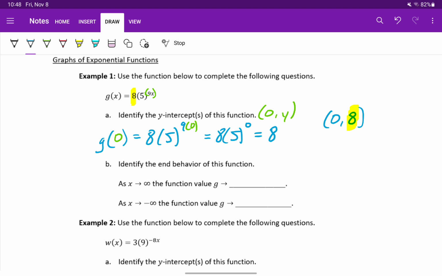Then we want to identify the end behavior of this function in part B. We already talked about the general form, what the graph of an exponential function looks like. In this case, because our value c, or that growth rate of 9, is greater than 0, we know that our function is increasing as x gets larger. So as x approaches infinity, our function value for g will be approaching positive infinity. And as x approaches negative infinity, the function value g will be approaching 0, that horizontal asymptote on the left end.